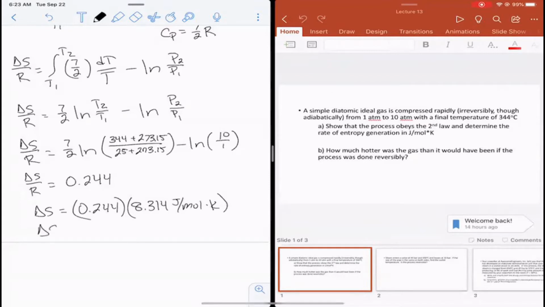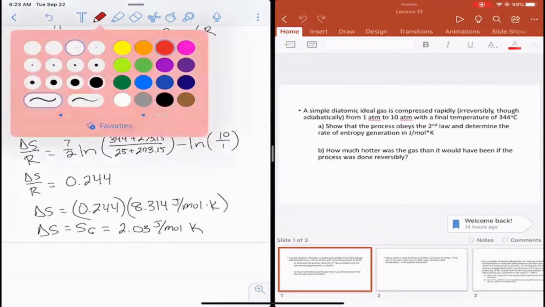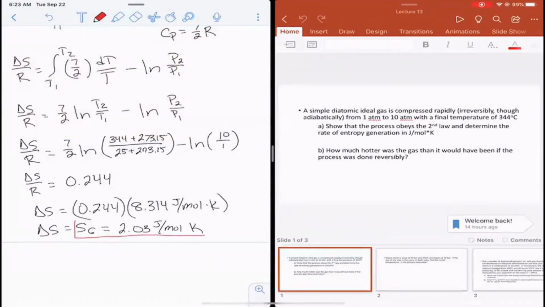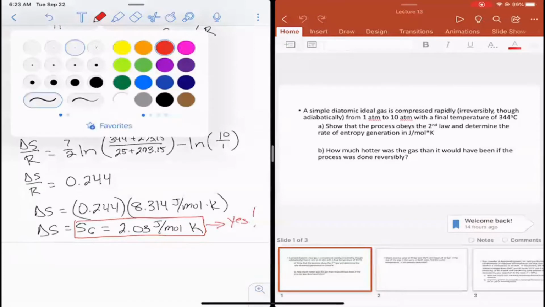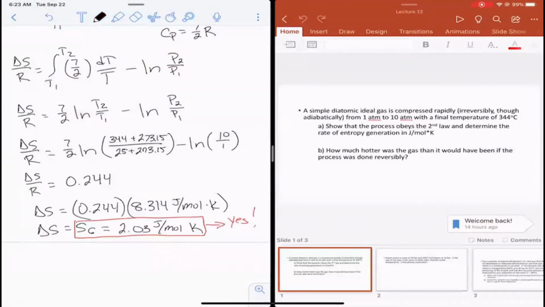And so the change in the entropy of our system, which was also equal to the generated entropy, is then 2.03 joules per mole Kelvin. And because the generated entropy is greater than or equal to 0, we can answer this question: yes, the process obeys the second law of thermodynamics, which is great.